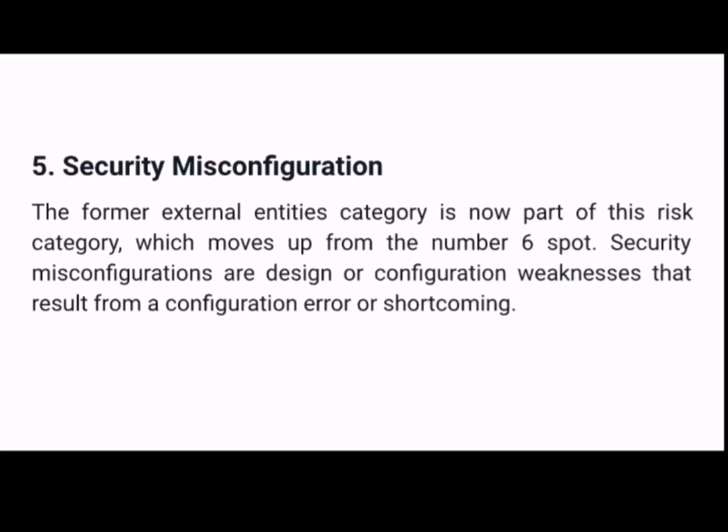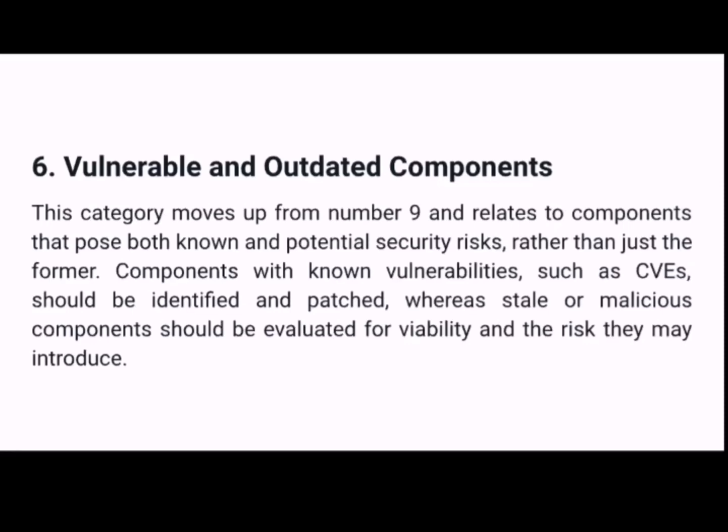And sixth is vulnerable and outdated components. This category moves up from number 9 and relates to components that pose both known and potential security risk, rather than just the former. Components with known vulnerabilities such as CVEs should be identified and patched, whereas stale or malicious components should be evaluated for viability and the risk they may introduce.